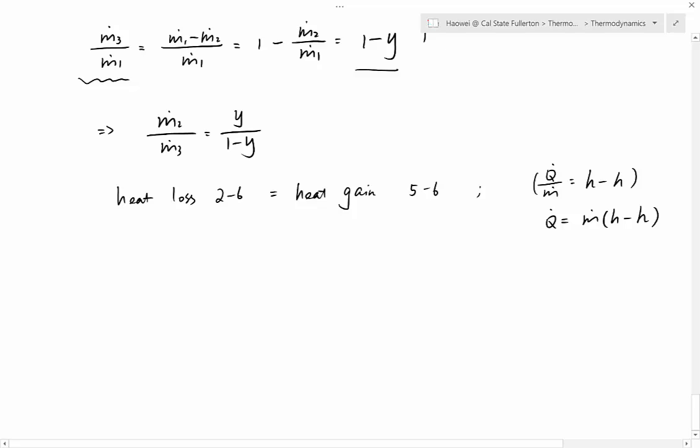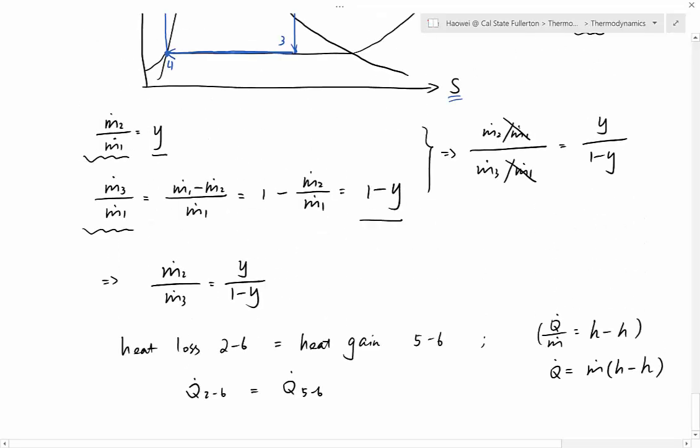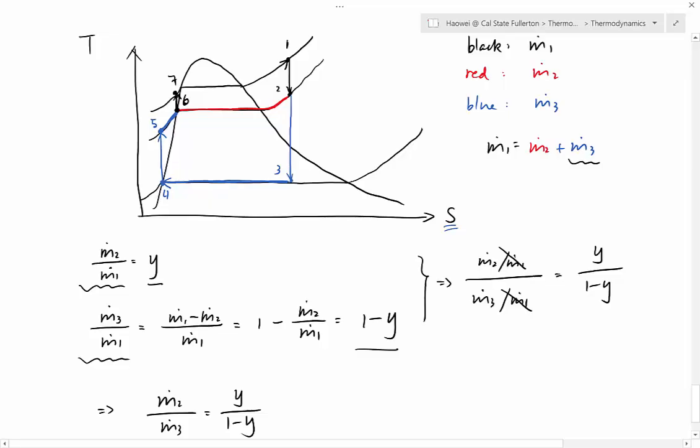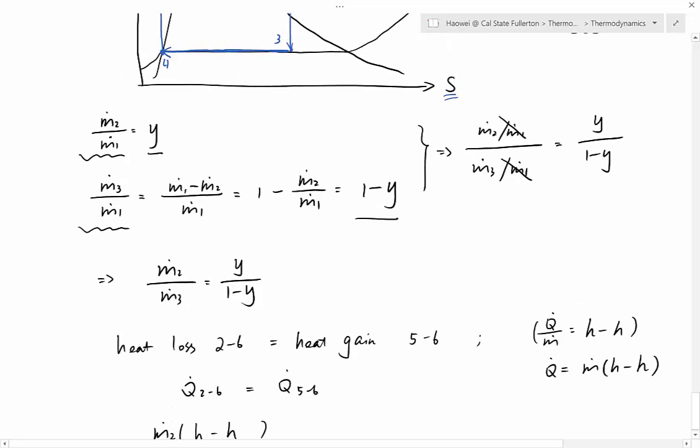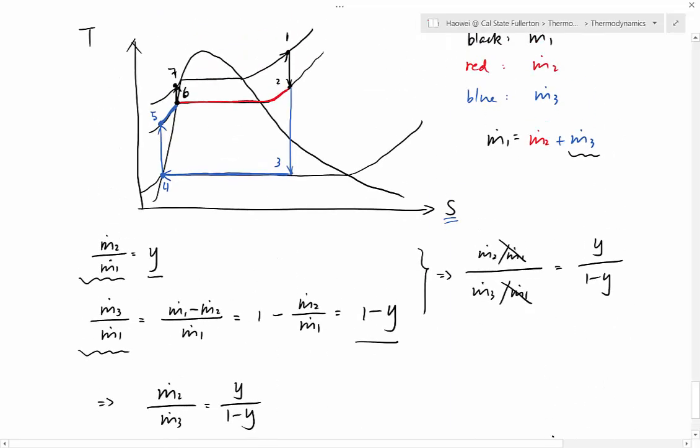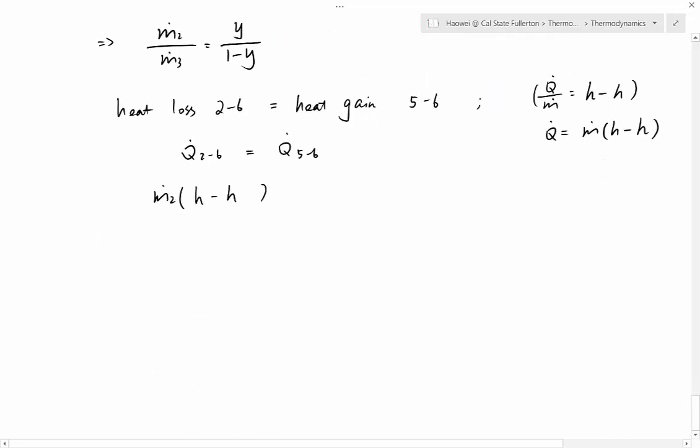So now let's apply this format back into this equation. So Q dot 2-6 must be equal to Q dot 5-6. Let's rewrite each Q dot. 2 to 6, first of all, what is the mass flow rate for 2 to 6? 2 to 6 is red, so mass flow rate is m dot 2, multiplied by the difference of the two enthalpies. Which one is higher, 2 or 6? Which one has more energy? Number 2 is hot water going in. Number 6 is warm water coming out. Number 2 must be higher. h2 minus h6 equal to right-hand side.